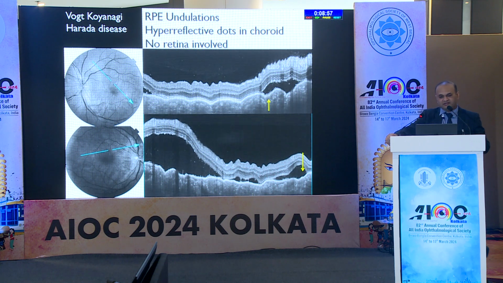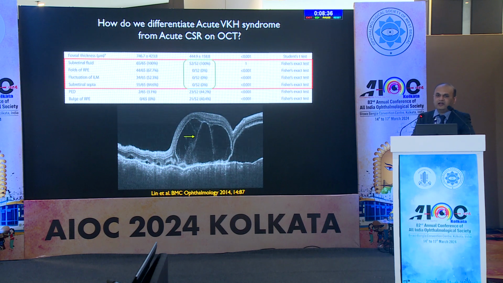Similarly, in inflammatory diseases like VKH, when you see these multiple neurosensory detachments, adding an OCT helps us in appreciating these RPE undulations, hyperreflective dots in the choroid, and that helps us in assessing that this is a case of VKH. And I'll show you how OCT also becomes important in assessing the response to treatment in some of my next few slides.